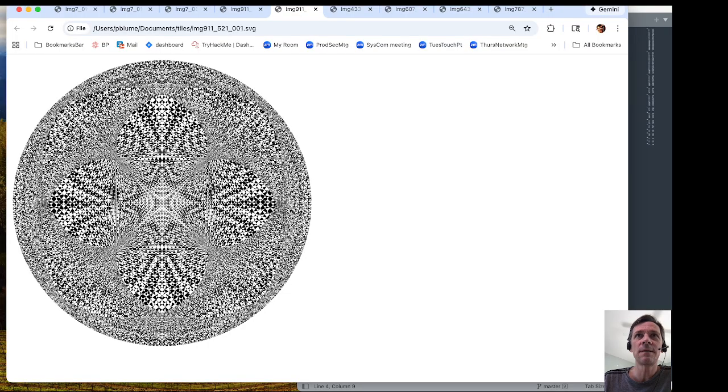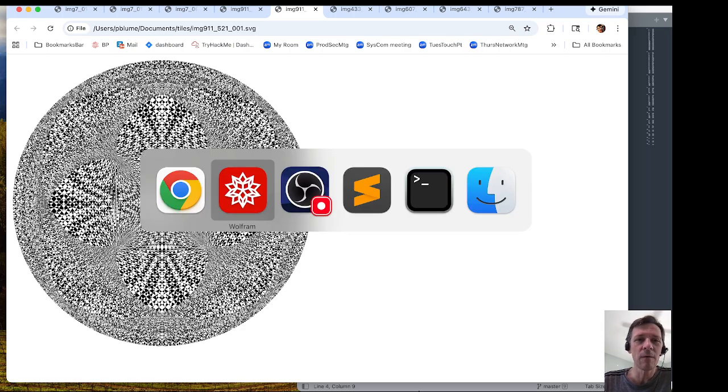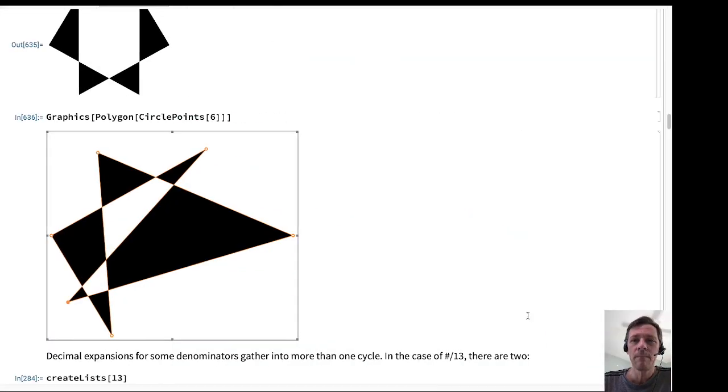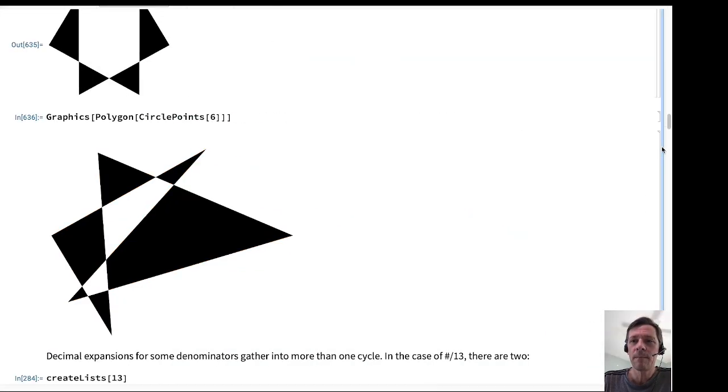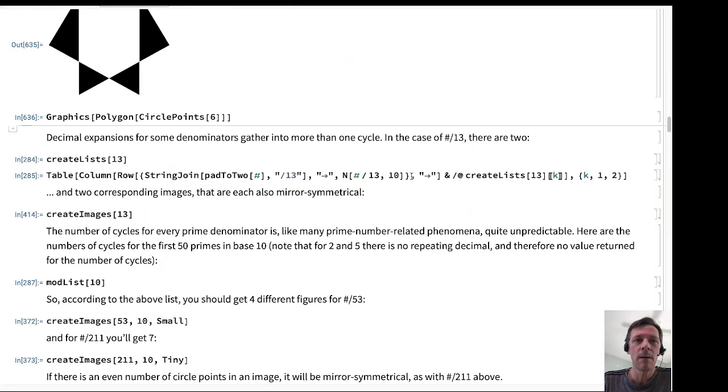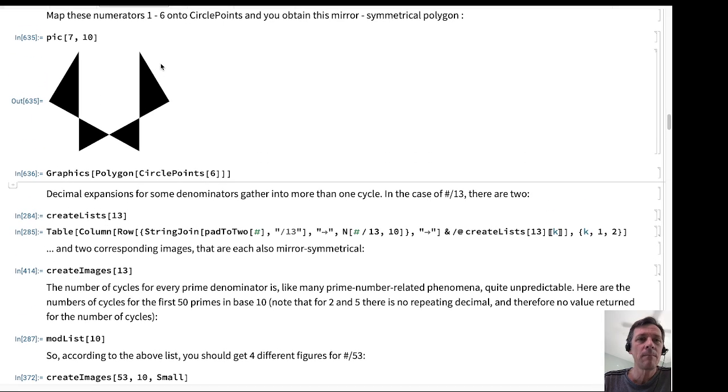This is wonderfully detailed, at least in the resolution of my screen. If you're watching this on YouTube, of course, it might look horrible. No worries. You'll get plenty of appreciation for how these things actually look. Okay, so let's take this away. All right. So that was denominator 7, base 10.